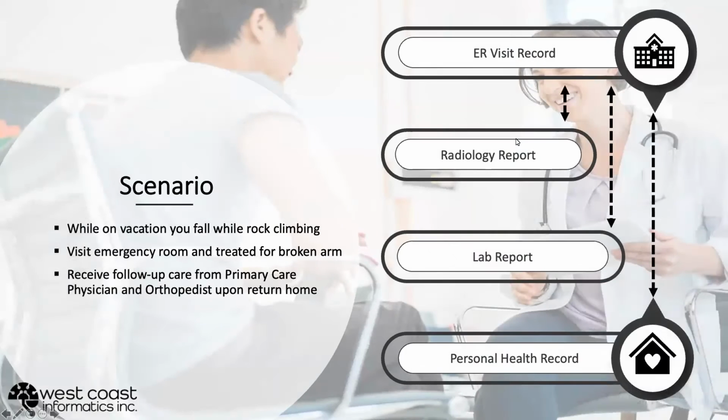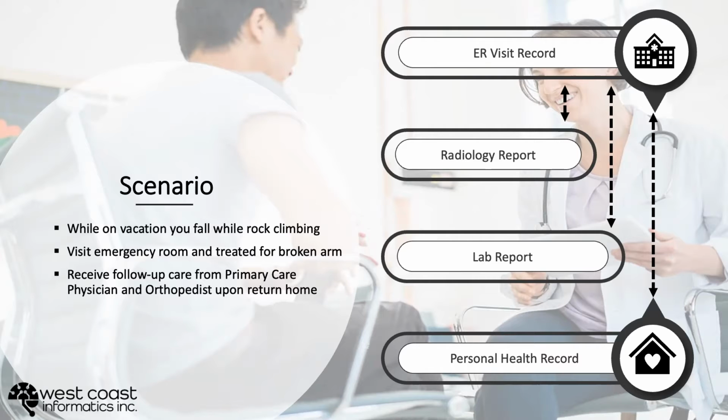Let's first think about a scenario. You're on vacation and you do some rock climbing and you take a fall. As a result, you go to the emergency room and you're treated for a broken arm. When you're done at the emergency room, you go back home. You have to follow up with your primary care physician and orthopedist and continue that treatment that you originally received at the emergency room until you're completely healed.